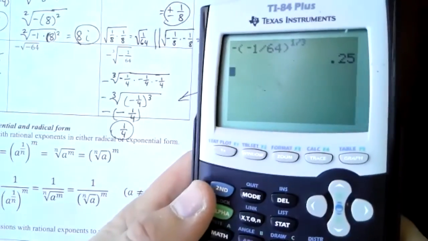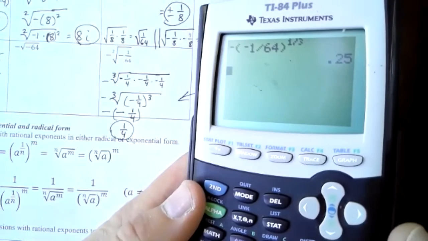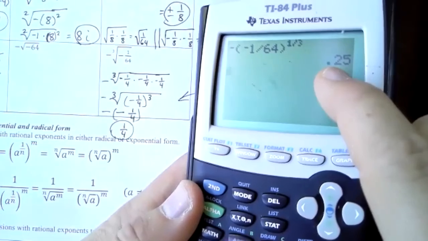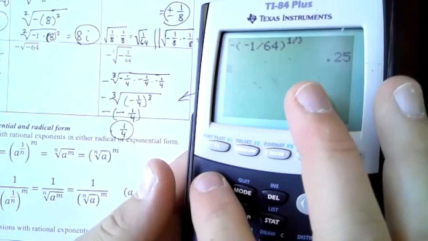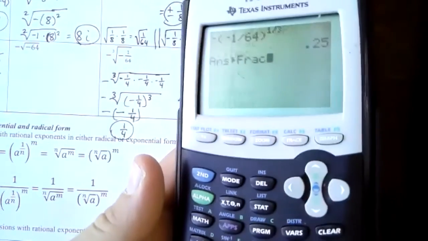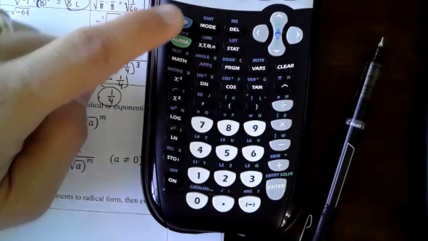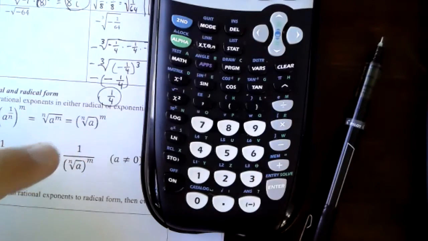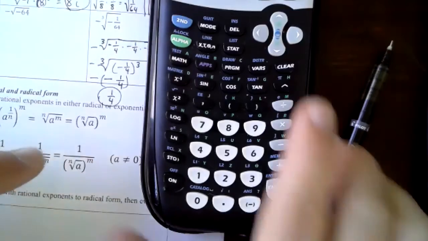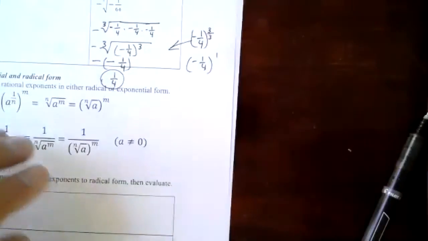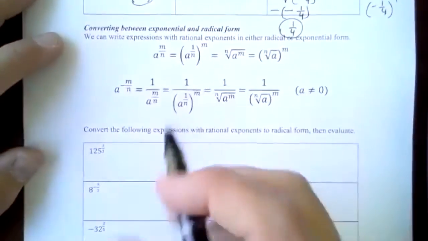And then I get 0.25, but I'm going to show you a little trick here. If you ever have a decimal value that can be turned into a fraction like this, just remember: second, math, enter. Look at that. Let me show you that again. If you have a TI-84 and you have a decimal value, you push second, math, enter, and you get the decimal converted to a fraction. And then it's 1/4. Okay, so now let's move on. I hope we get to finish this today.